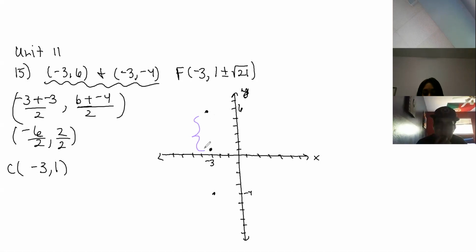Wouldn't it be 10? Just this one here, from this point. Just that one. Oh, sorry. I was thinking the whole thing. No, just that piece, -3,1 to -3,6. So if the whole thing's 10, would that be 5?